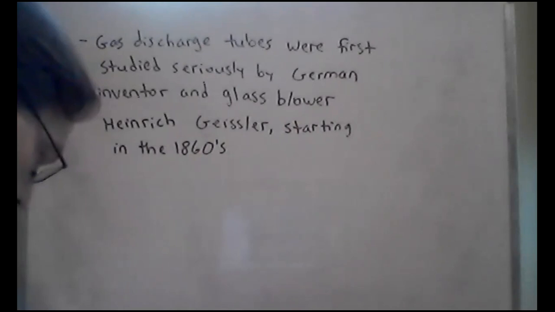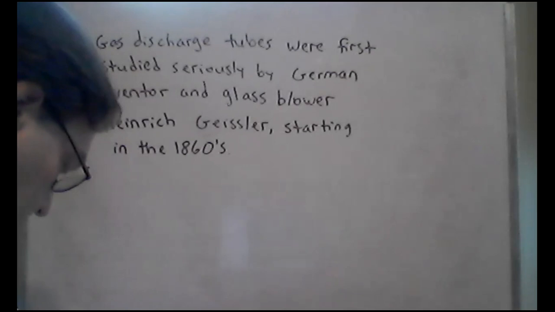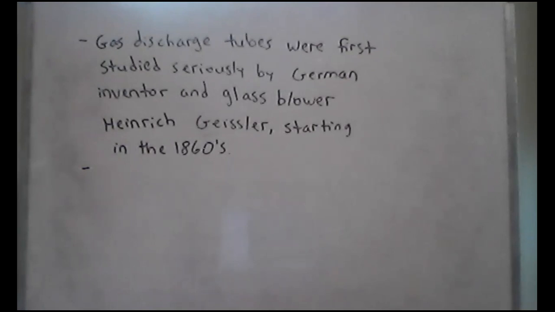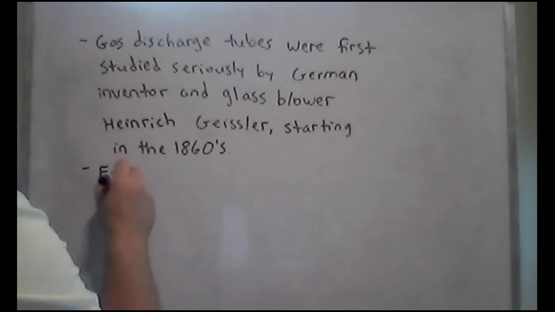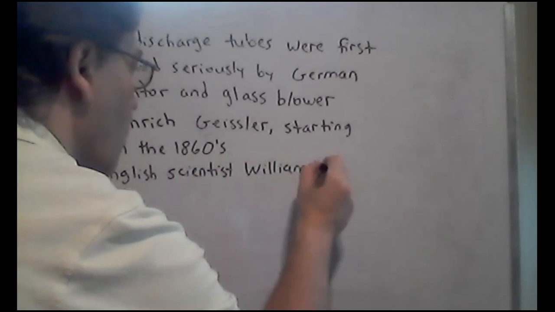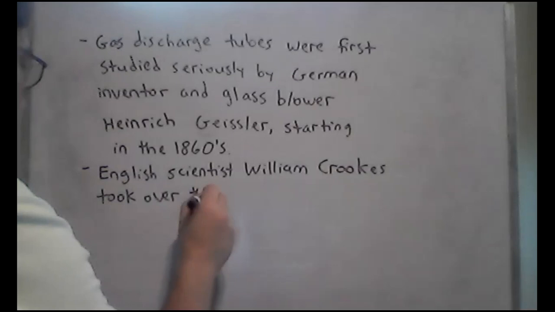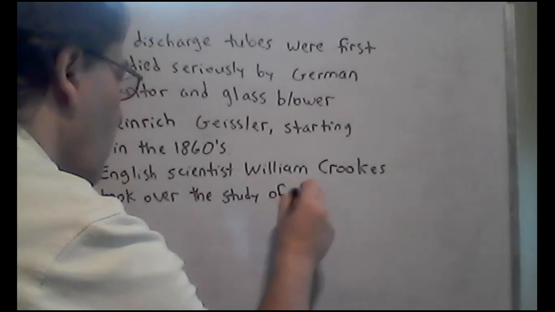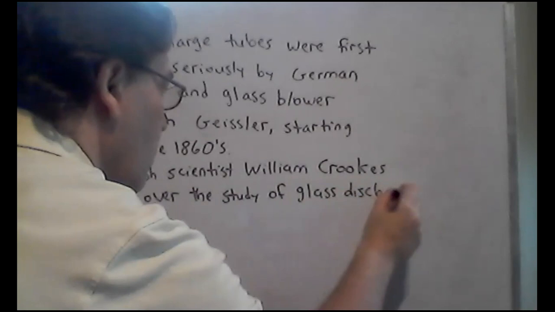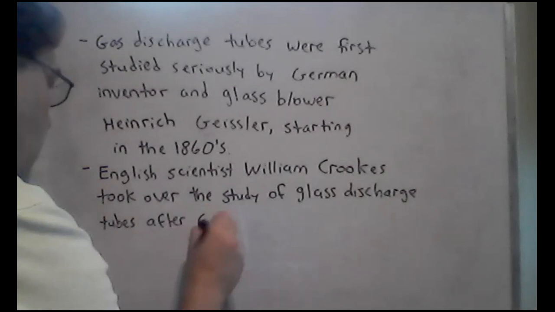Afterwards, the English scientist William Crookes started using these glass tubes. He continued the study, essentially taking over the study of glass discharge tubes after Geissler. For a time, these tubes were called Crookes tubes.